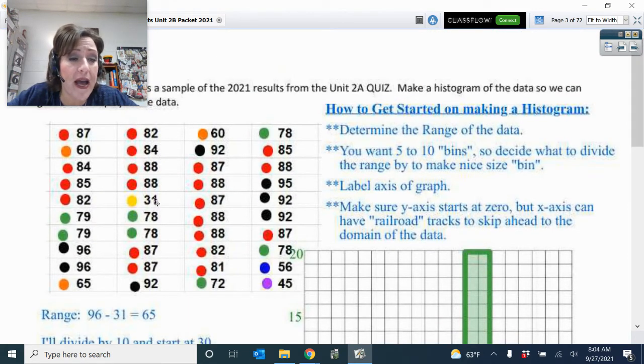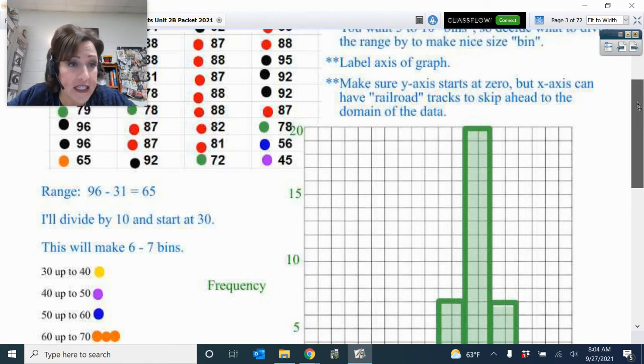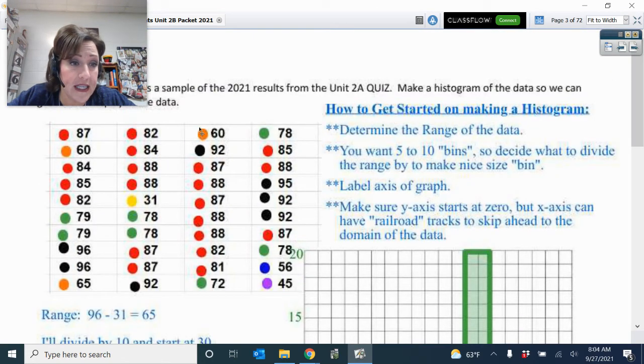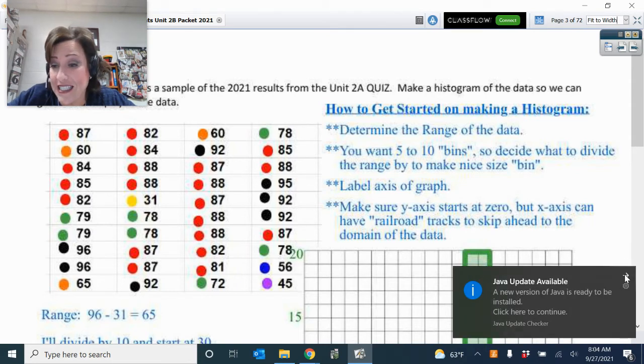So I color coded mine, and you can just knock them off, whatever. I had only one item in that first bin, and I had only one item that was from 40 up to 50. That was this purple one right here. Then I had only one item that was 50 up to 60. Okay, but now I start getting some multiples. I had 3 test scores that were 60 up to 70. See, there's 3 of them that are actually 60.